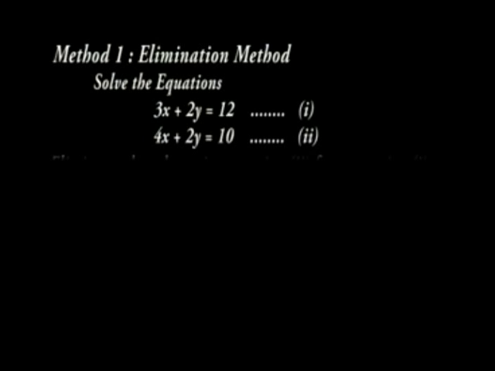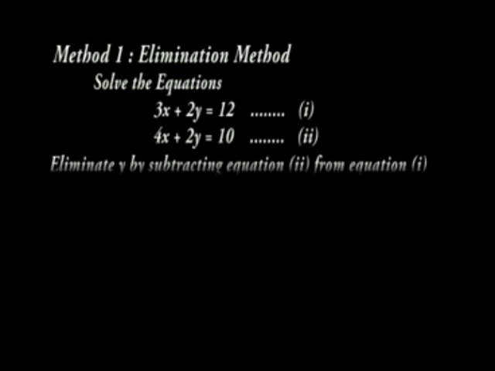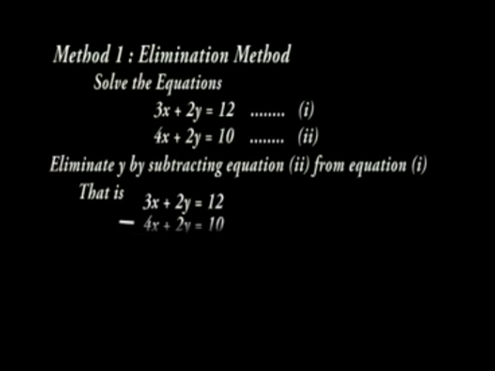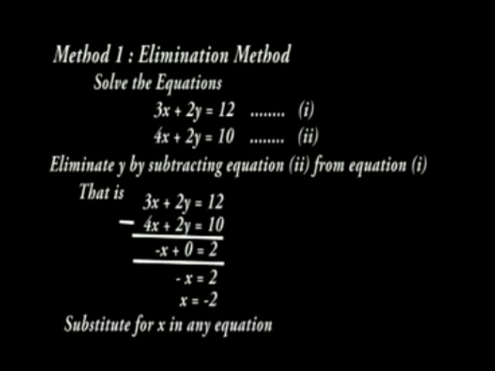We can eliminate y by subtracting equation 2 from equation 1, that is 3x plus 2y equals 12 minus 4x plus 2y equals 10, and we shall have minus x is 2 and x is minus 2. We then substitute for x in any of the two original equations, and we shall have y equals 9.